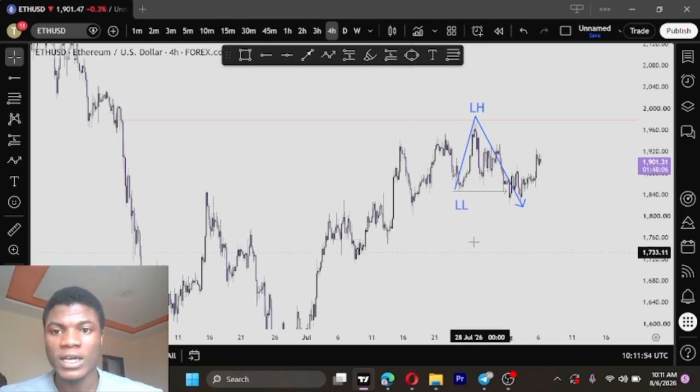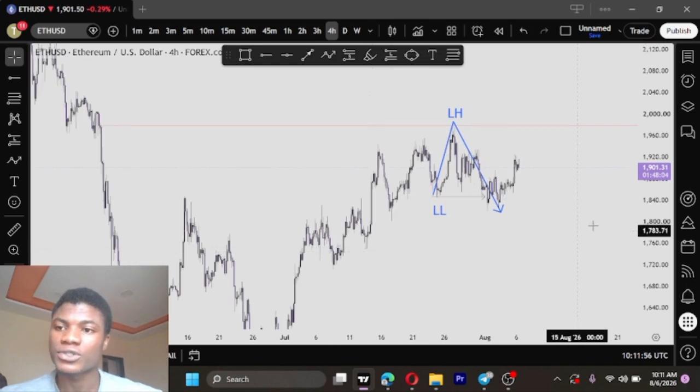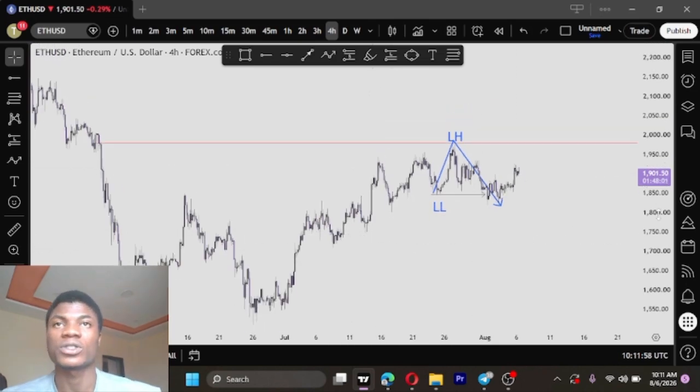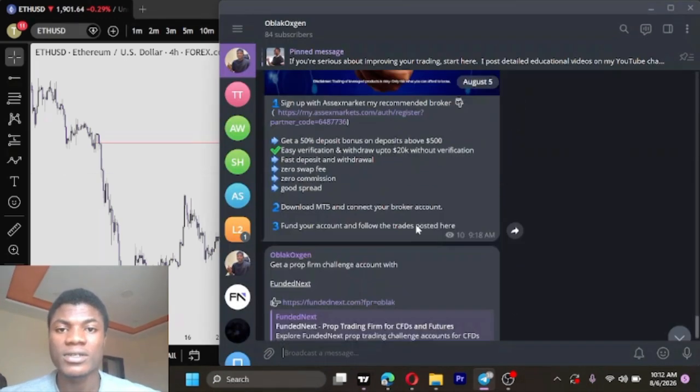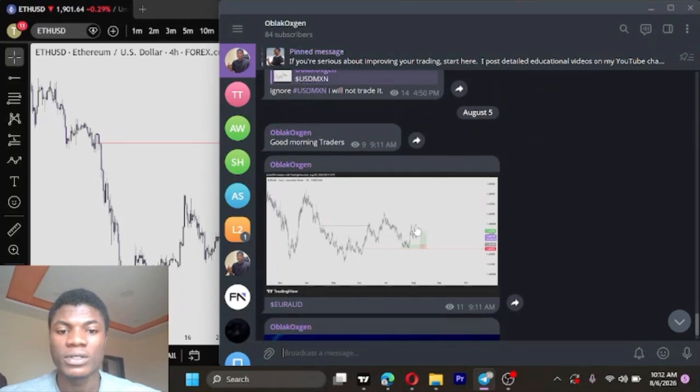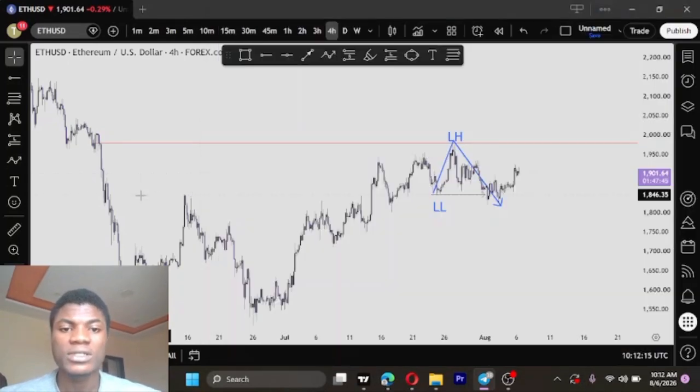Because trust me guys, if you can understand swing structure, at least you have solved 40% of your problem. Let me say 40% of a problem, because you always want to use the swing to do whatever you are doing. And now let me go to my channel. There's another trade that we took on, is it AUDCHF.